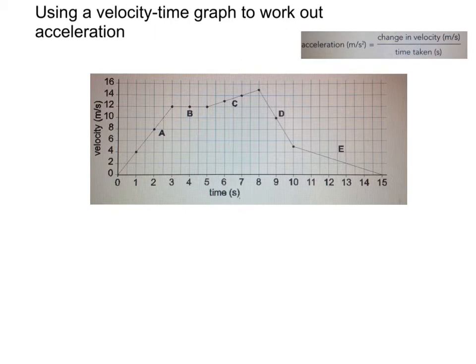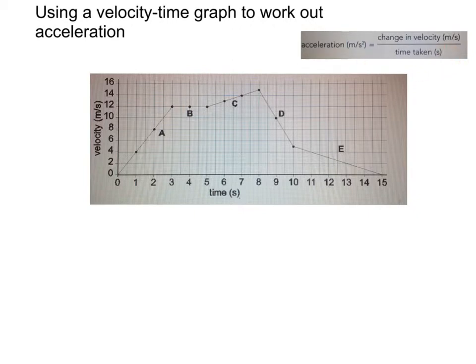We're going to be looking at using velocity time graphs to work out acceleration, and for that we're going to use our calculation over here, which is acceleration in meters per second squared is equal to the change in velocity in meters per second divided by the time taken in seconds.